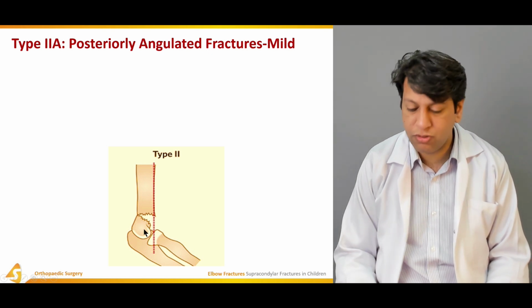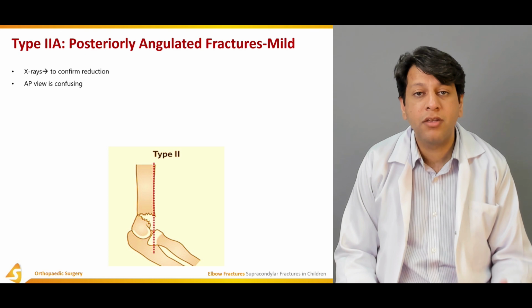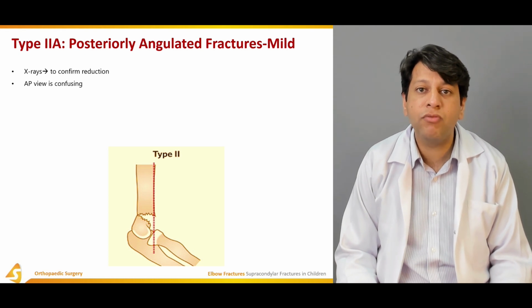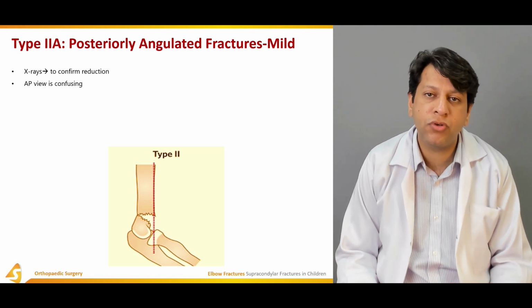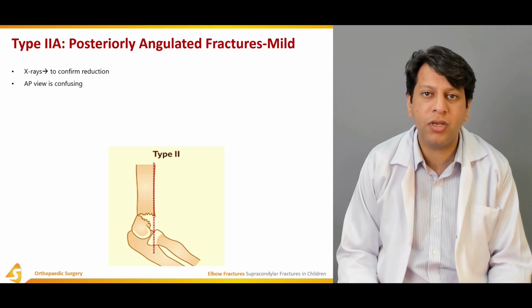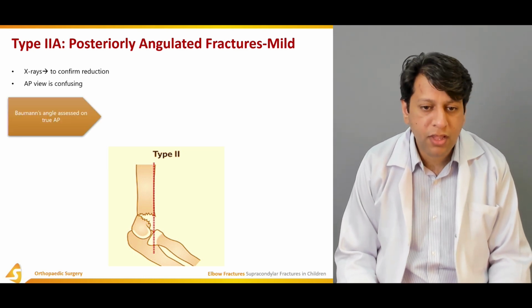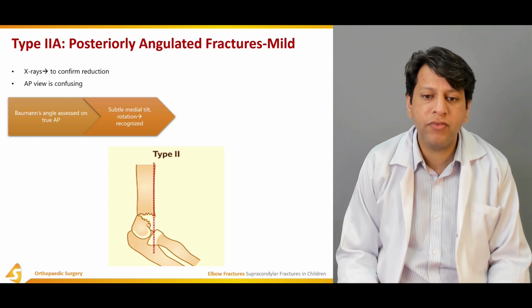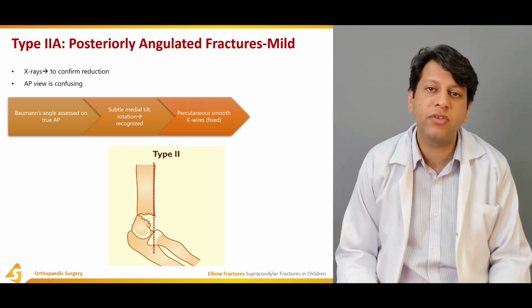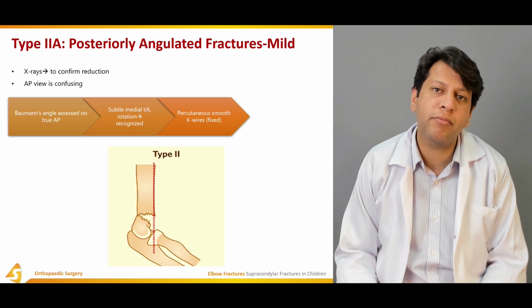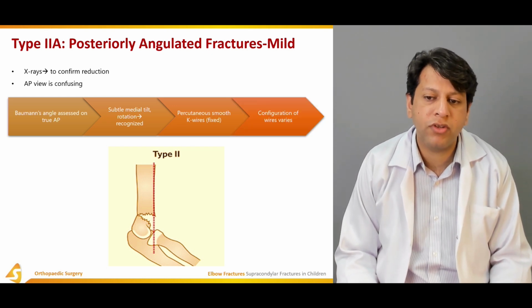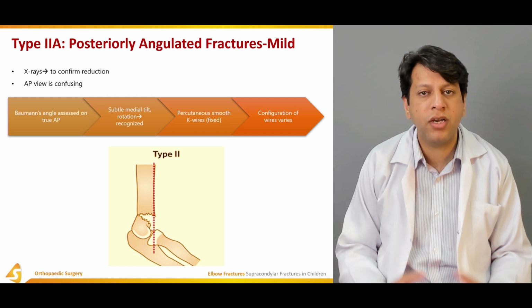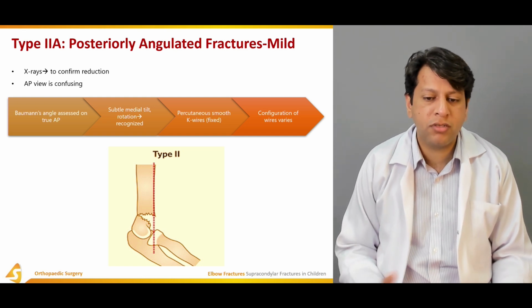Now coming to type 2A injury, as I told you, in which there is a posteriorly hinged fragment. You need to reduce it back and confirm it on the AP and lateral view, and that is usually done with fluoroscope right in the theater when we are doing this maneuver. If Baumann angle is assessed on true AP view, subtle medial tilt and rotation is recognized, and if we still suspect it's not a 2A, it's a type 2B injury, we go for K-wire fixation, and the configuration of wires can vary. There are multiple options.